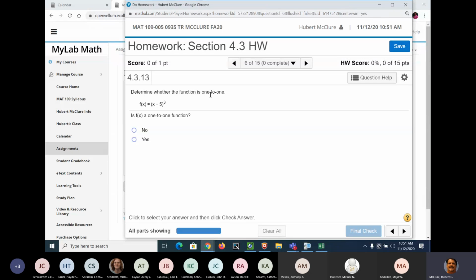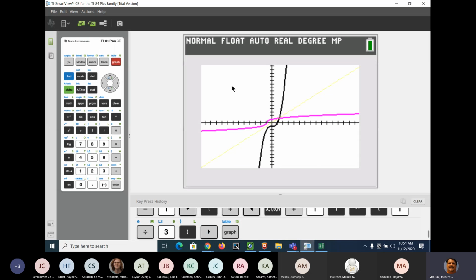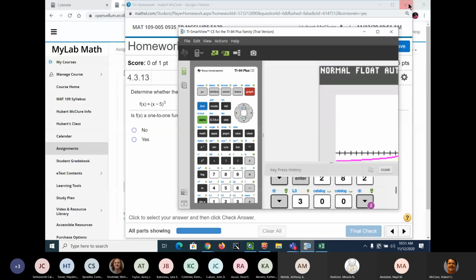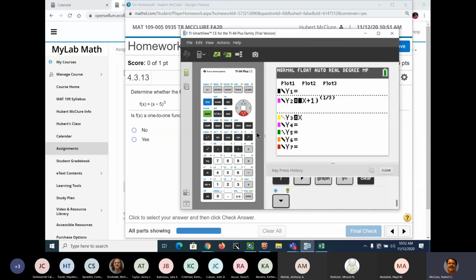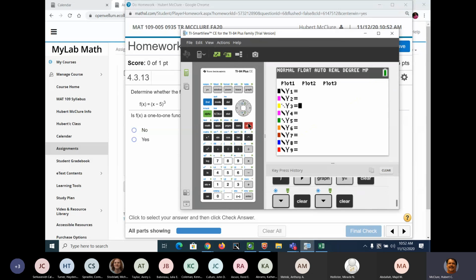Determine whether this function is 1-to-1. Well, I'm going to graph it first. So I'm going to graph y is equal to, clear, clear, and clear. Okay, square root, x minus 5, raised to the 3rd power.